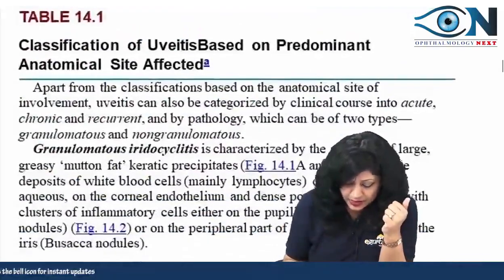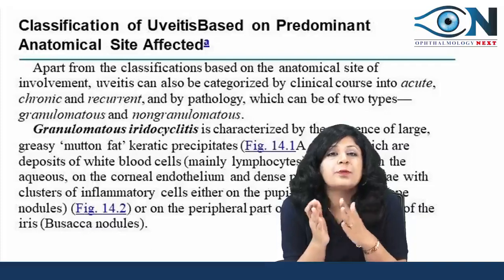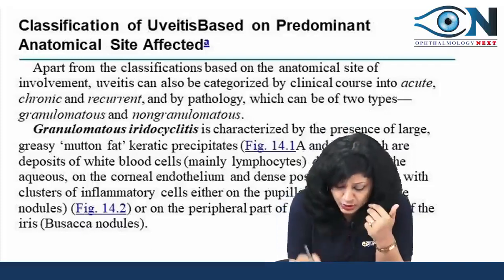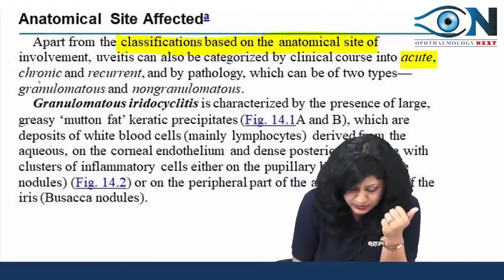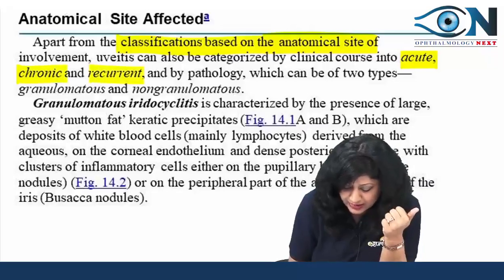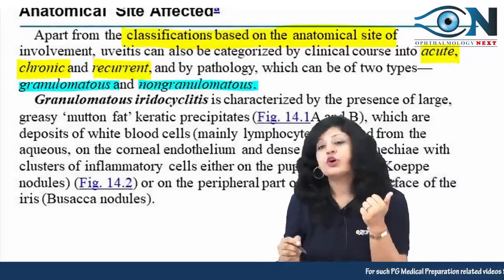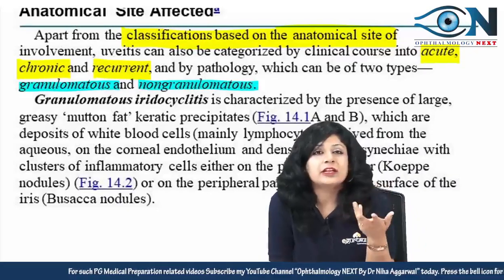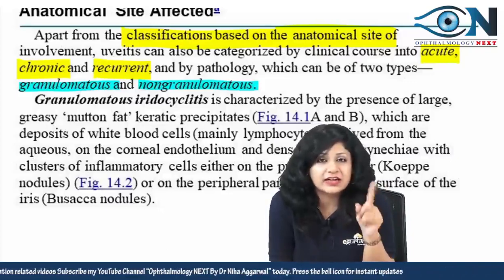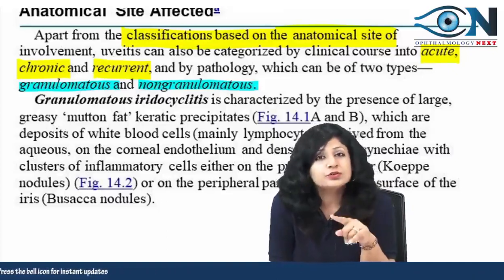All right. Now, the classification of the uveitis is based on the predominant anatomical site that is affected. So apart from the classification based on the anatomical site, it can also be classified into acute, chronic, recurrent, and by pathology we can have the granulomatous and non-granulomatous. So the most common one that is used is the anatomical classification. We have got the anterior, intermediate and the posterior. But apart from that, I can also use other classifications.